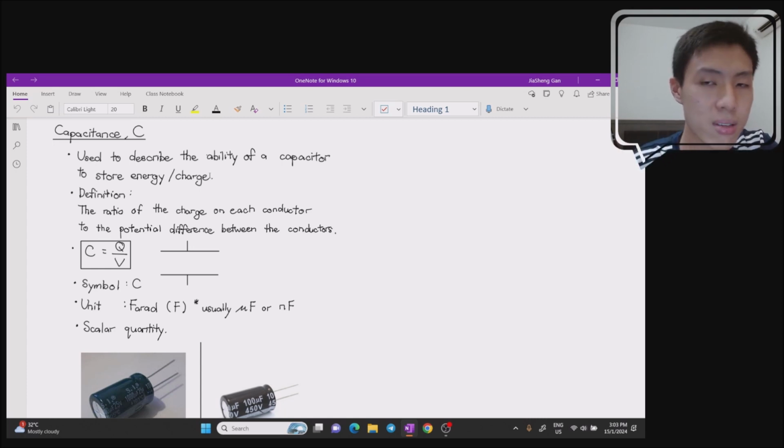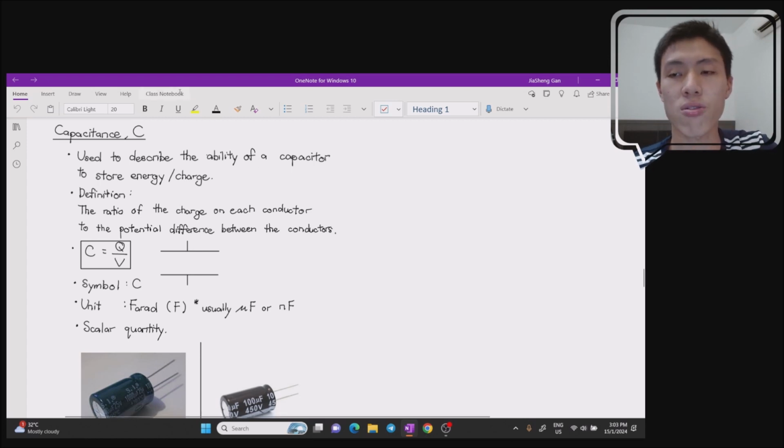If you are less able to store energy or less able to store charge, or you can say you store less energy or less charge, then in that case you have a smaller capacitance value. The definition of capacitance is the ratio of the charge on each conductor to the potential difference between the conductors. To understand this ratio, I need to draw a bit of a diagram.